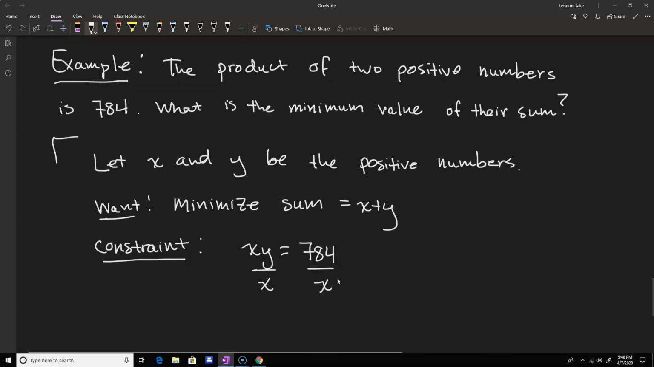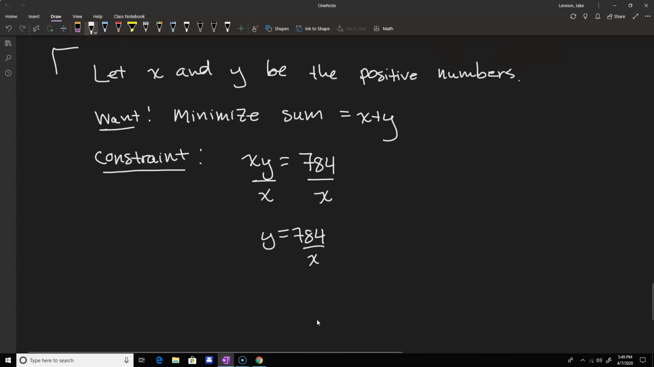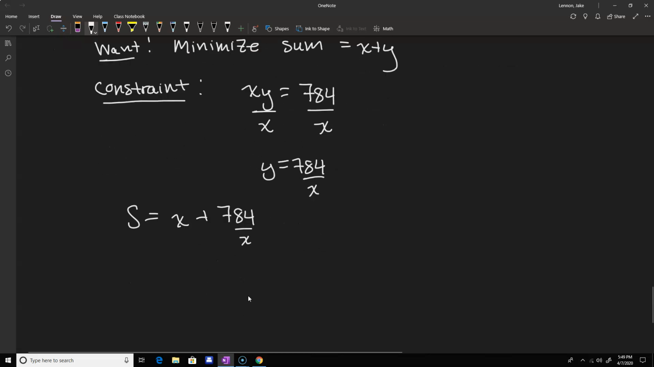So here I'm solving for y, so we end up with y equals 784 over x, and we can plug that back into the optimization function. So our sum, s, is now, instead of x plus y, going to be x plus 784 over x. Let me just write that as x plus 784 times x to the negative first power. So now this is what we want to take the derivative of, set to 0, and solve.